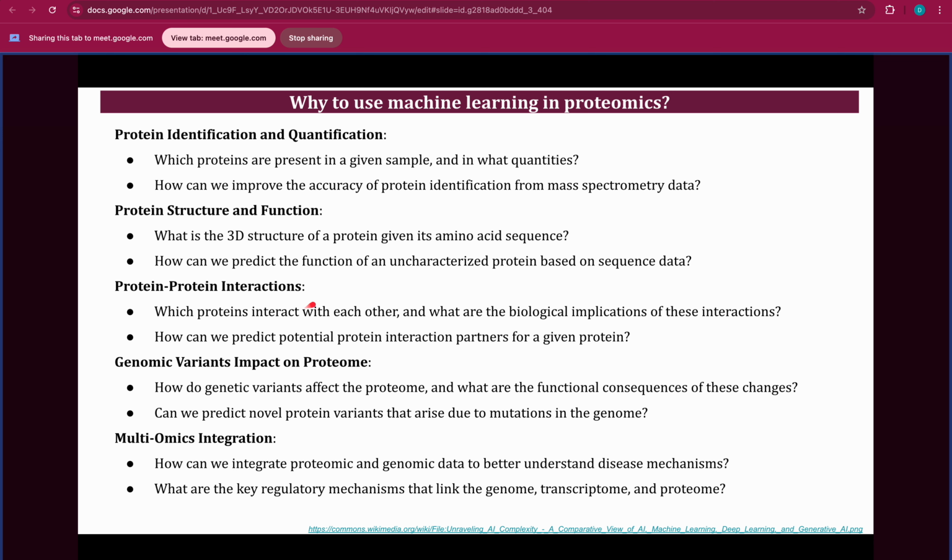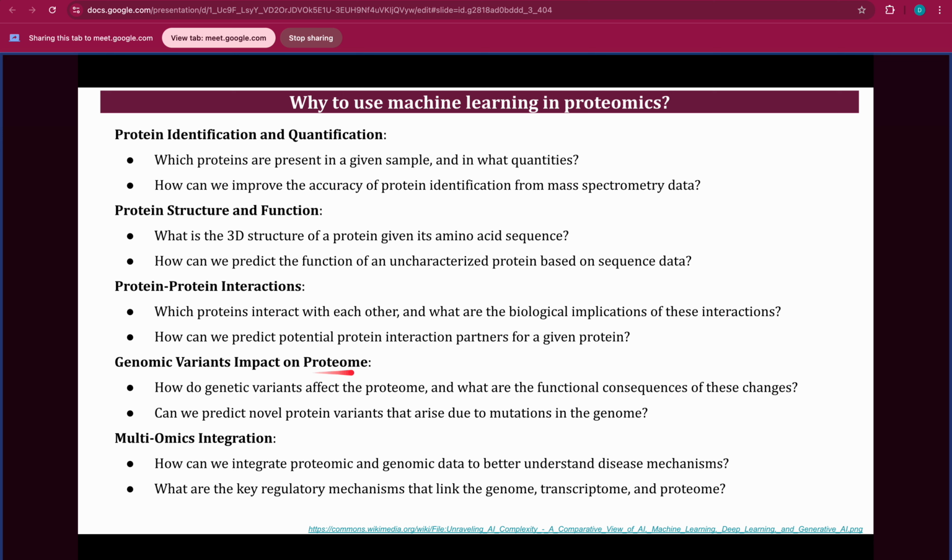Then comes protein-protein interactions. Protein-protein interactions can also be predicted with the help of machine learning. We can identify the characteristics of two proteins that interact. In that way, it can help us predict more and more protein-protein interactions, and it can also help us predict the potential interaction partners for a given protein. So these are all based on comparisons and classifications.